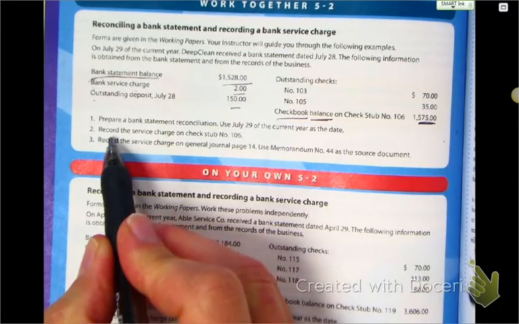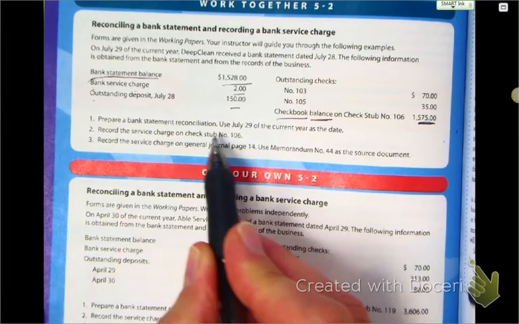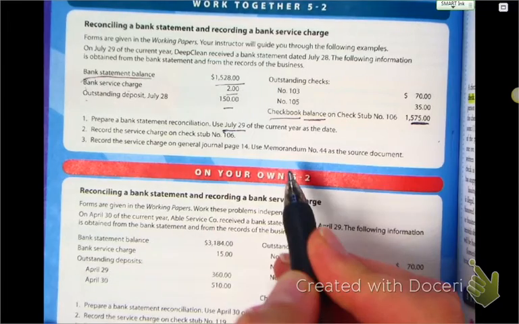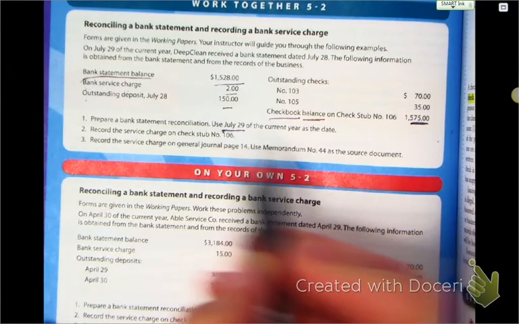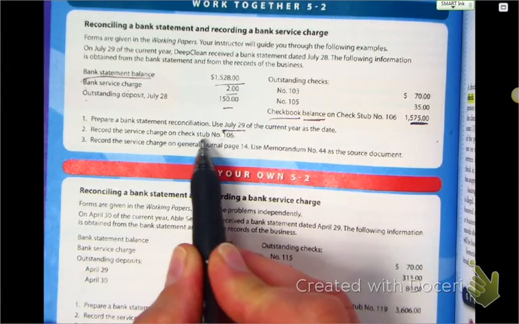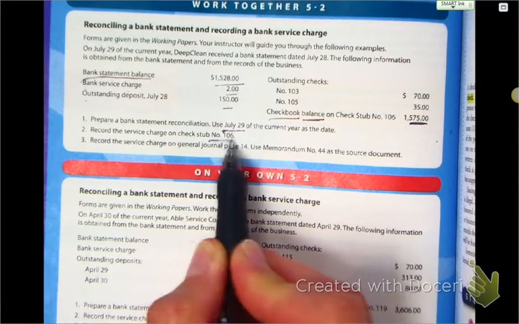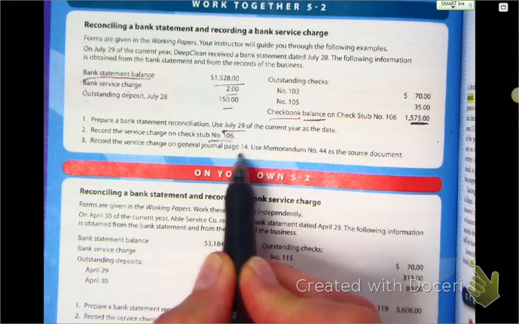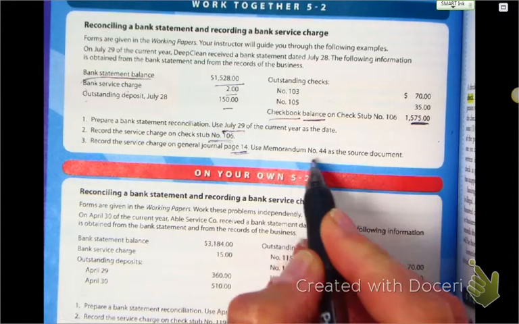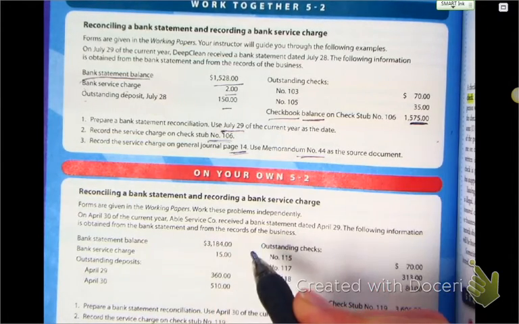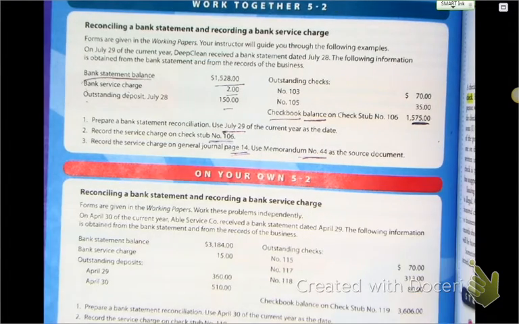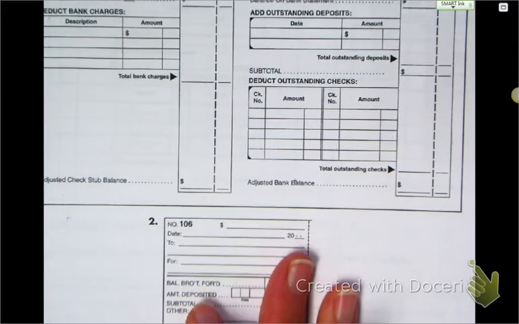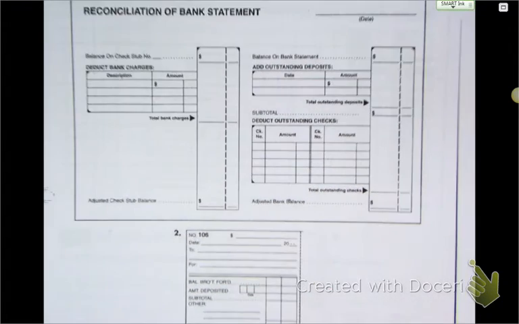So we're going to start with number 1. Prepare a bank statement reconciliation and use the date of July 29th of the current year as the date. We're going to record the service charge on check stub number 106. And we're going to record the service charge in our general journal, page 14, and on memorandum number 44 as the source document.